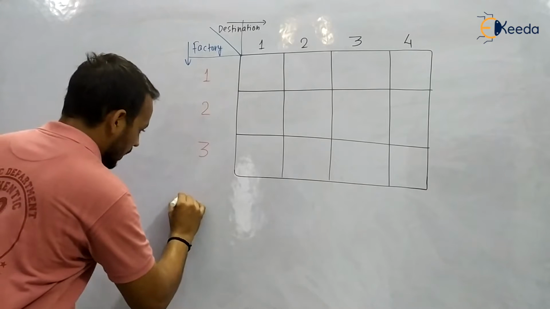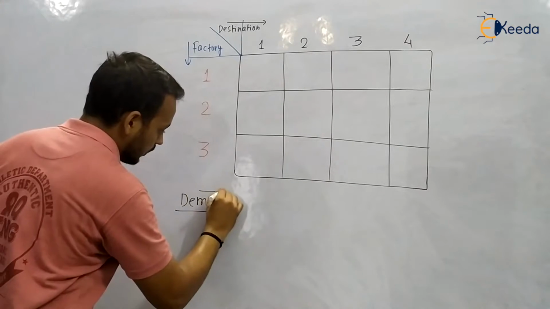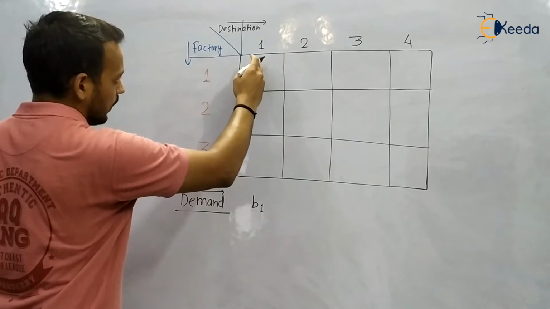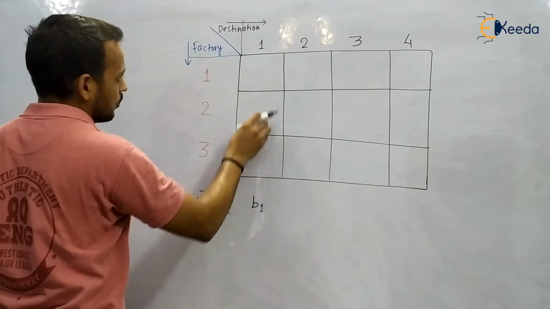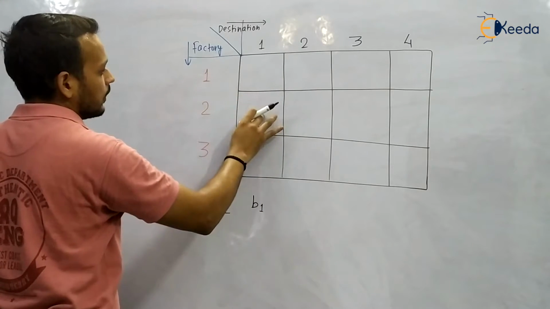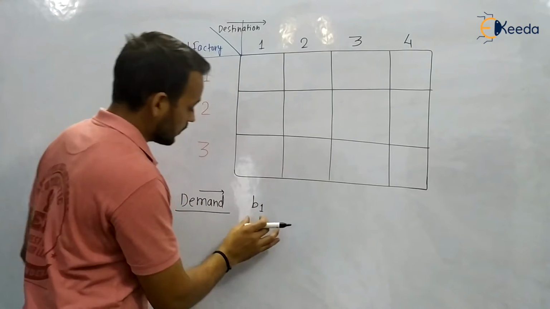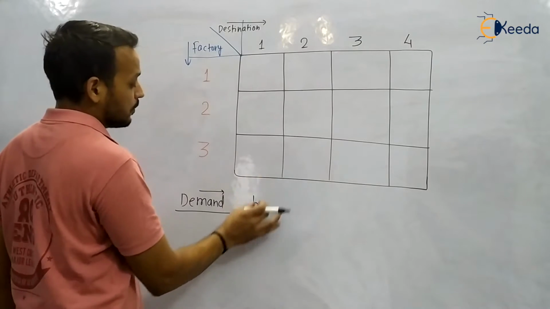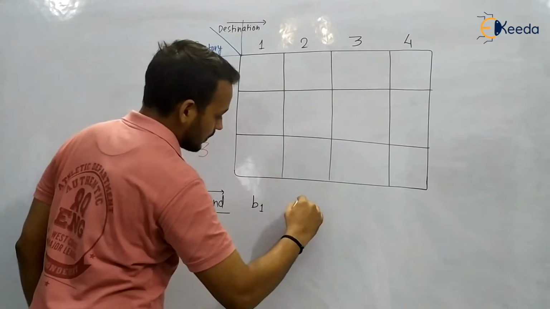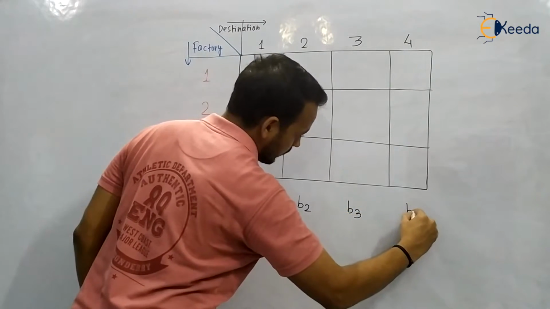So here I am writing the demand. Suppose the demand for destination number 1. Destination 1 is this one, and this one, those are all destination 1. The only difference is that here you can supply from factory 1 only, here from factory 2 only, and here from factory 3 only. So the demand of items for destination 1 is B1. Here it is B2, here it is B3, and here it is B4.